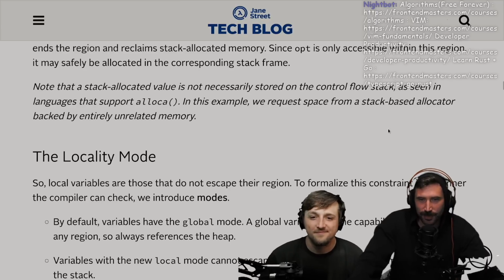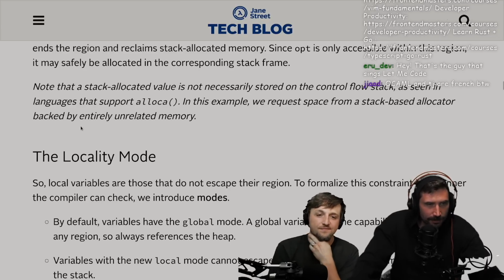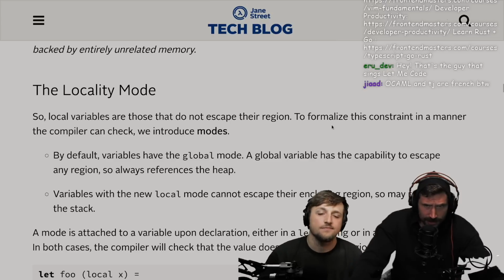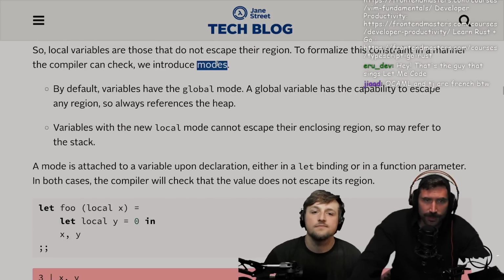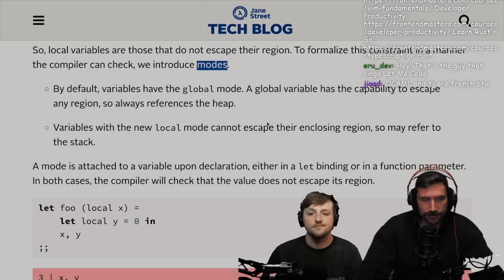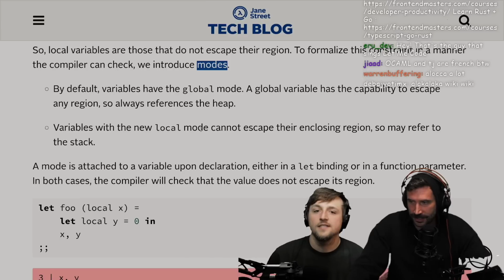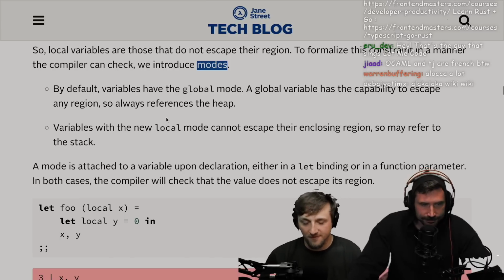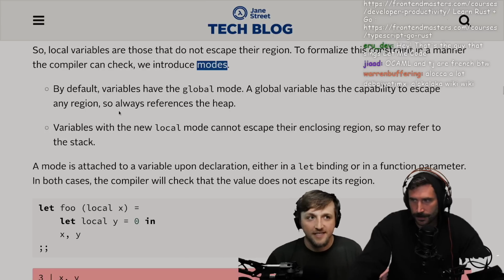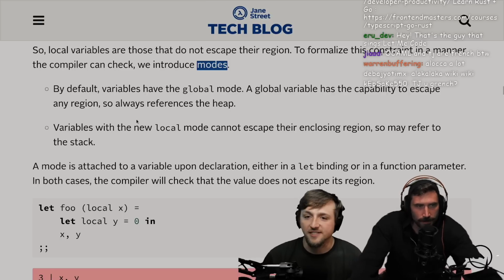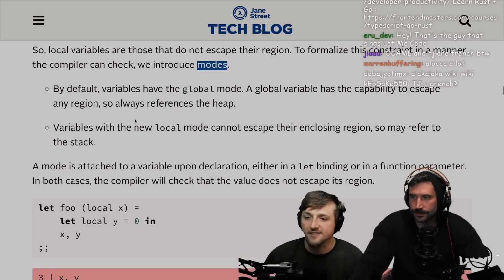In this example, we request space from a stack-based allocator backed by entirely unrelated memory. Okay, the locality mode. So, local variables are those that do not escape their region. To formalize this constraint in a manner the compiler can check, we introduce modes. Okay, so I love this idea. This is where we separate out the type of a lifetime like Rust versus an operational paradigm of, like, you're really just changing allocators in Zig. Is that fair to say? Yeah, although they're going to introduce some sort of, because this mode is more than just a hint to the compiler, like you're able to do some stuff later, but that's like the first pass of what to understand is definitely that. Yep.